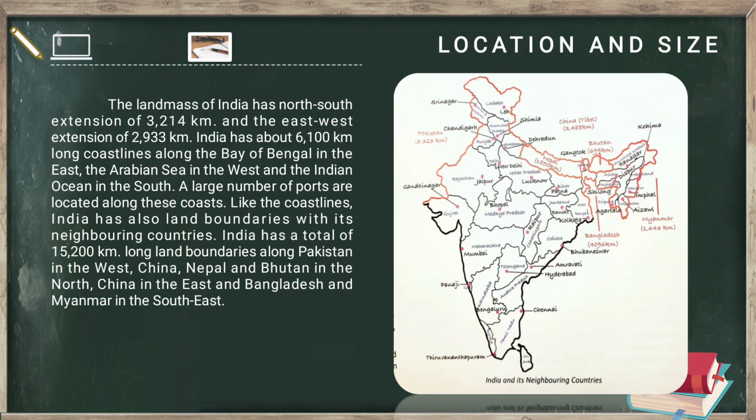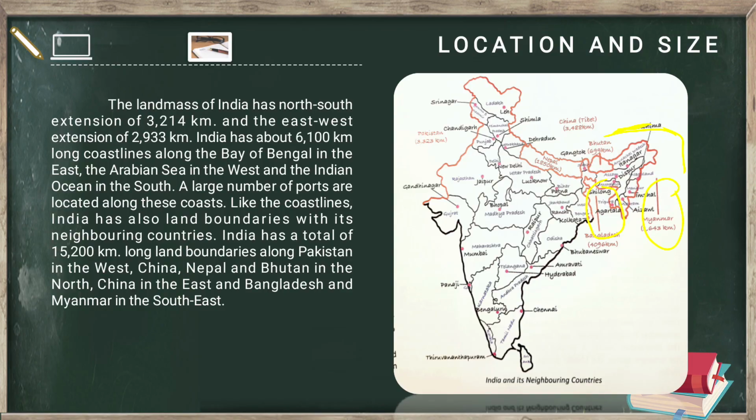Then we have a border with China. A small portion we have border with Nepal. So this is Nepal. Then we have Bhutan also. This is Bhutan. Then again comes Tibet, China. Then here Myanmar. And then here it is Bangladesh. So these are the land borders.